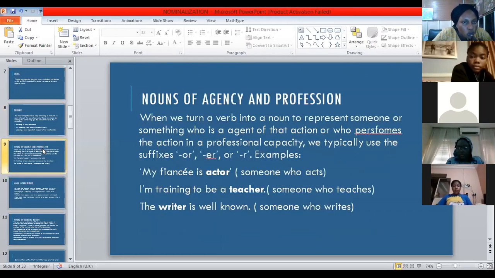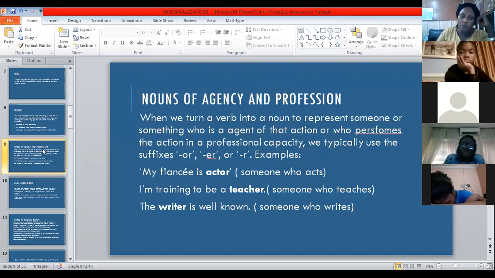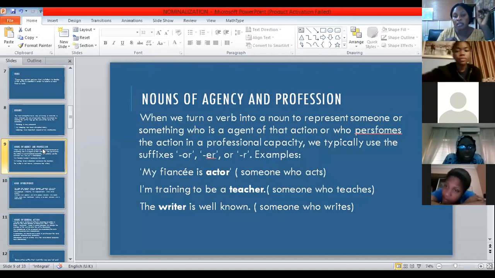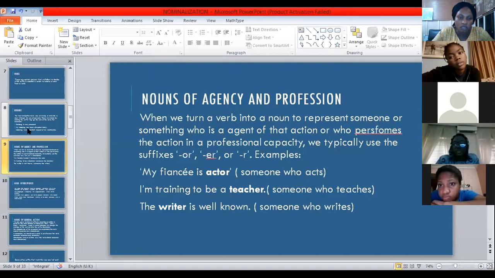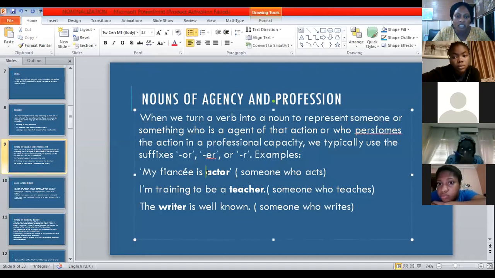Now, let's go to the nominalization of words by agencies. When we turn a verb into a noun to represent someone or something who is an agent of that action or who performs the action in a professional capacity, we typically use the suffix -er or -or, or by simply adding r. Example: my fiance is an actor.